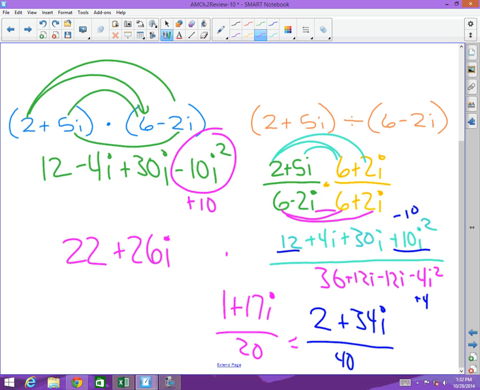If they weren't all divisible by 2 or whatever, then you just have to leave it as that. Because when you divide, you have to multiply by a form of 1, which has to take on the same thing as the denominator, except you switch the sign in the middle.